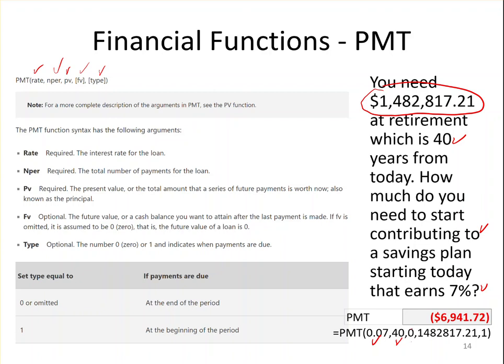I put in a present value of 0, assuming you've saved nothing today. Under the future value, I put $1.482 million, and I put 1 here for beginning of period, because I said how much you're going to start saving today. And what that says is you need to contribute $6,491 into a savings plan annually for 40 years to ensure you have $1.48 million at retirement. So that's how I use the payment function.